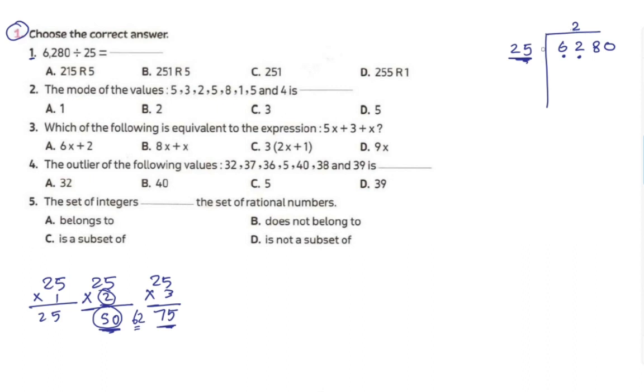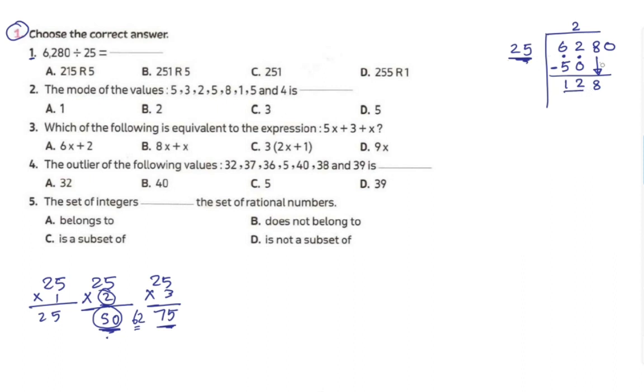Now multiply 2 by 25 equals 50. Why? From here, 25 by 2 equals 50. Now subtract 62 minus 50. Of course, it's 12. Now I have 12 divided by 25. No way. 12 is less than 25. I will use what? Drop down 8. I have now 128 divided by 25.